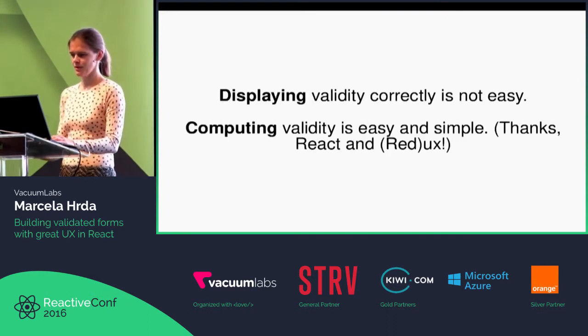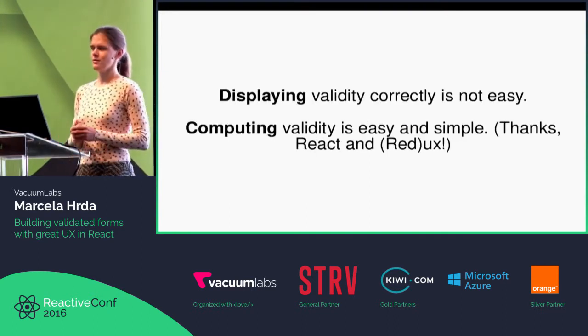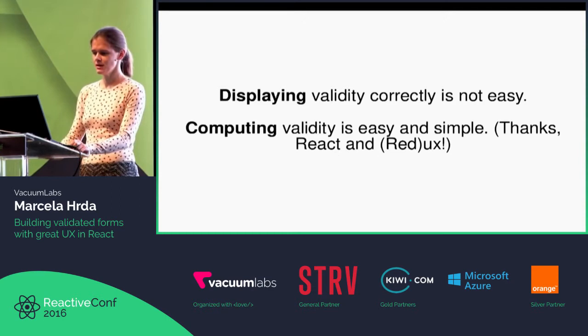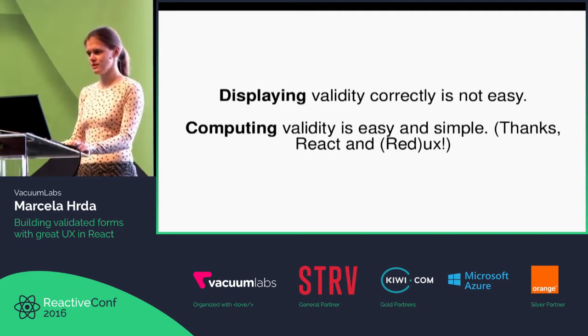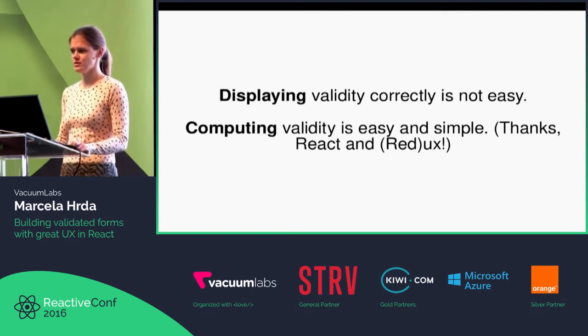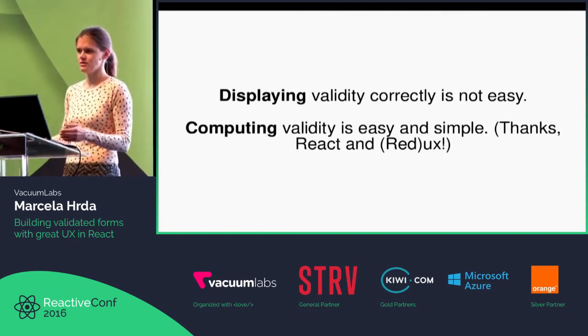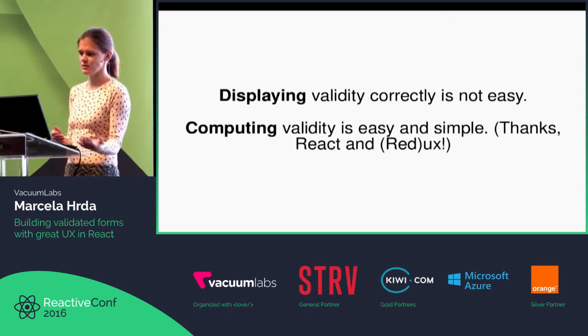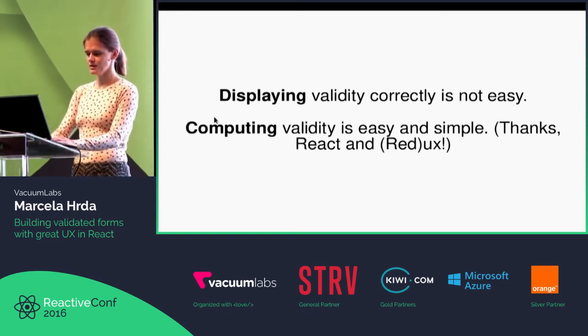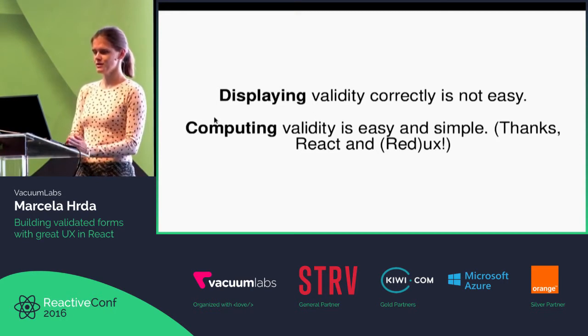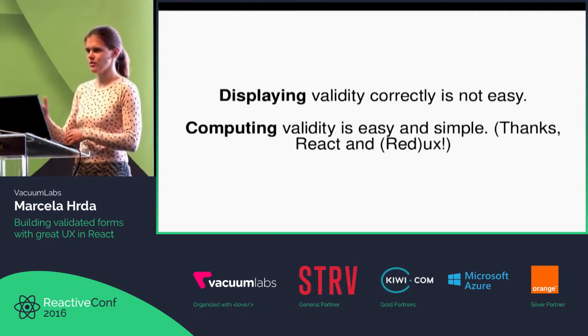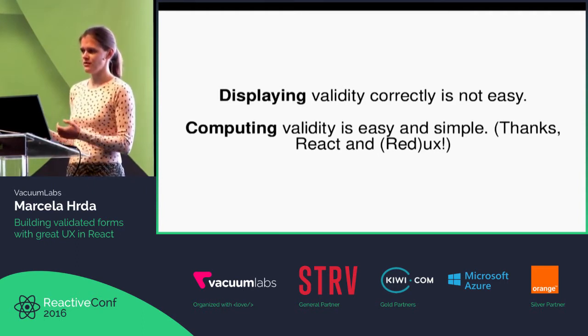Okay. So now, I think you'll agree with me that even though computing validity is easy, displaying validity correctly is not. And by displaying validity, I mean guessing correctly when the user wants to see the validation message, and when you should hide the message because it will just bother the user, when it's just annoying and when it's useful information that helps the user to fill out the form. And as I said, finding out the actual validity, thanks to React and Redux, this one is easy because we have all the data in the application state and we just apply some functions to this data, right?